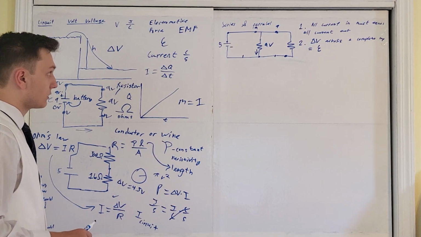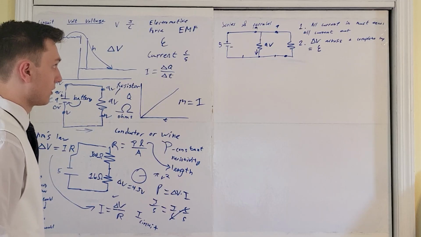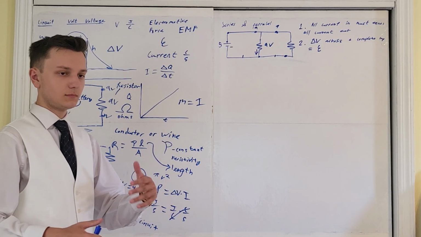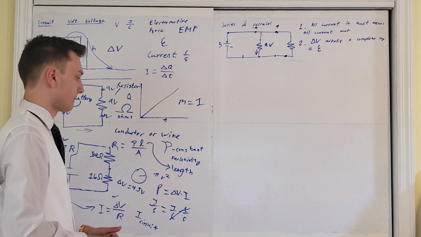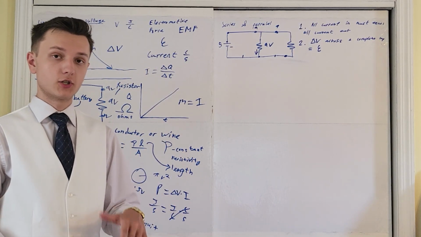Current can only change at a junction in which 3 or more wires meet. Now that stands in contrast to voltage, which can only change at a component.